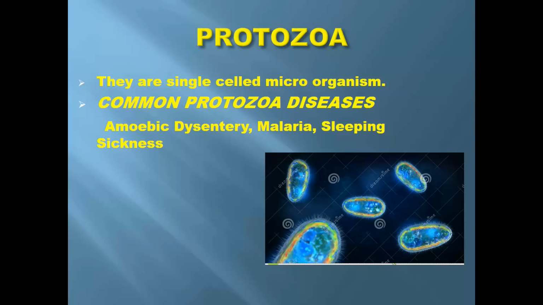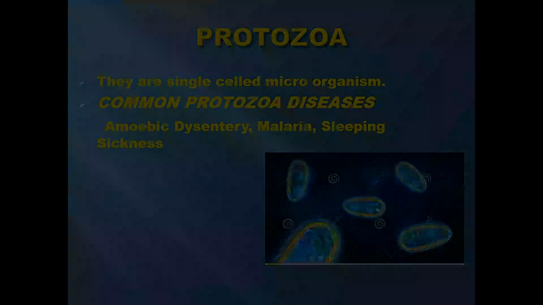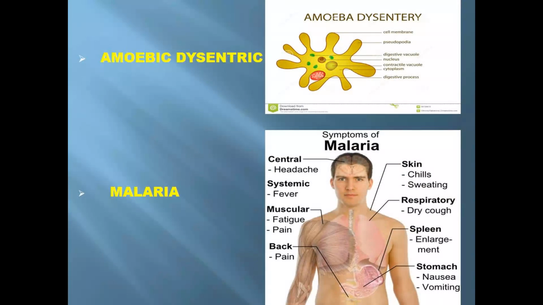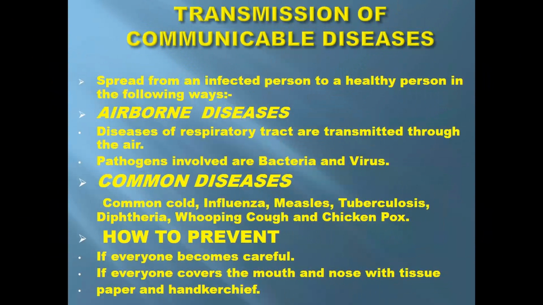Protozoa are single-celled microorganisms. Common protozoan diseases are amoebic dysentery, malaria, sleeping sickness. In this slide, you will see amoebic dysentery, malaria, and now we will focus on transmission of communicable diseases. It is a very important part which one has to understand in order to prevent himself or herself from disease. Spread from an infected person to a healthy person in the following ways: airborne diseases.